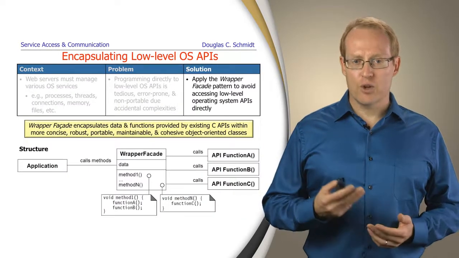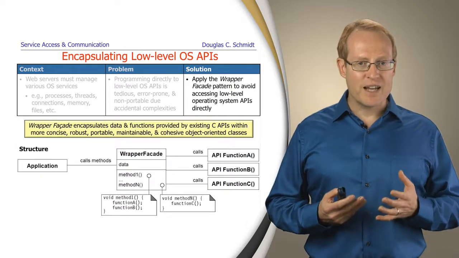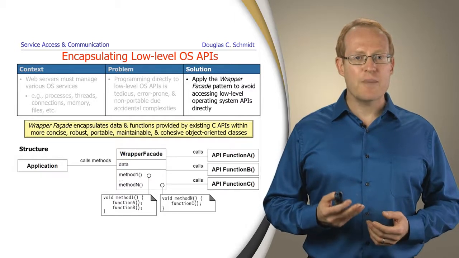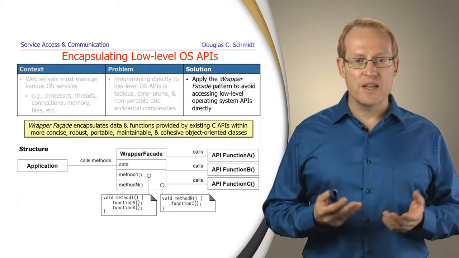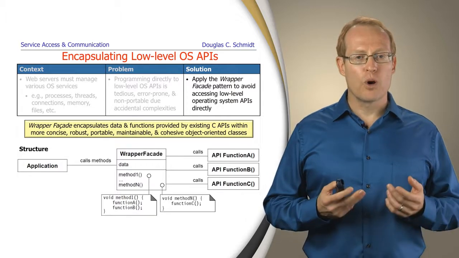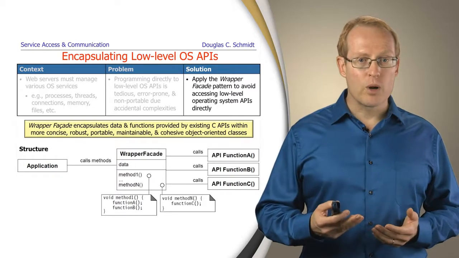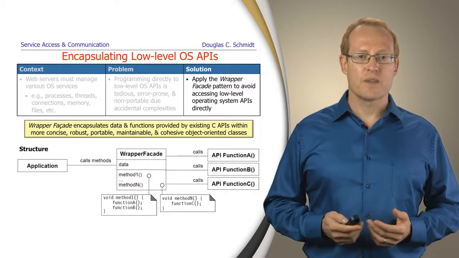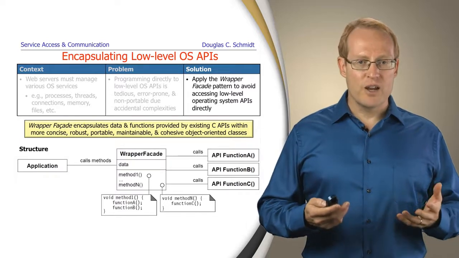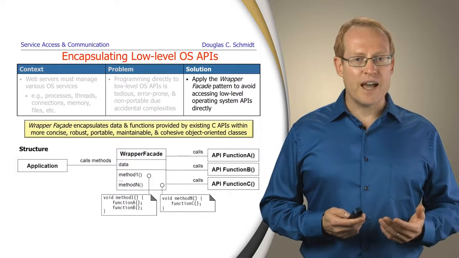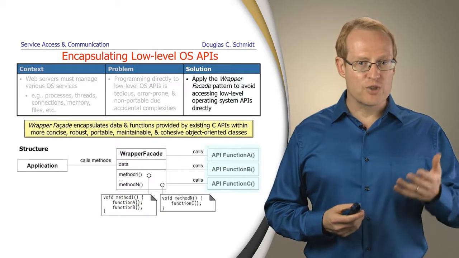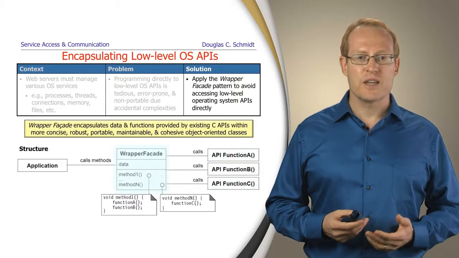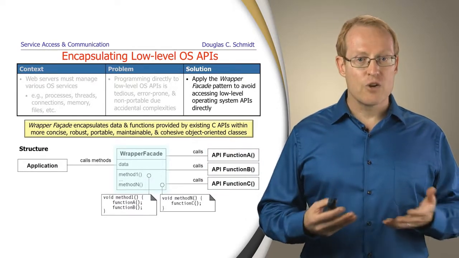We're going to be applying the wrapper facade pattern to avoid having to access these low-level APIs directly. The wrapper facade pattern encapsulates the data and functions provided by the existing C APIs with more concise, more robust, portable, maintainable, and more cohesive object-oriented classes. Take a look at the structure we've shown. Rather than accessing the functions directly, which is the classic way we would do things, instead we have our applications, our web server, accessing those functions through a class wrapper facade.